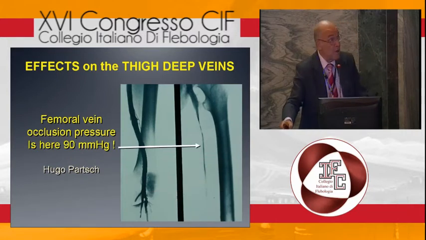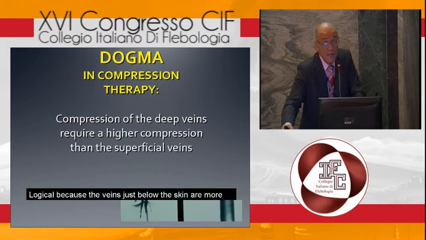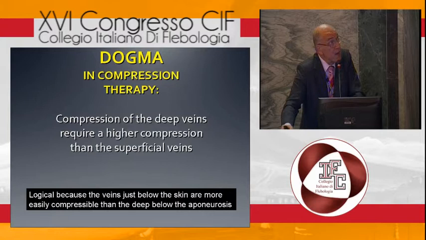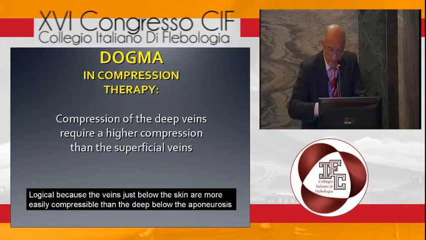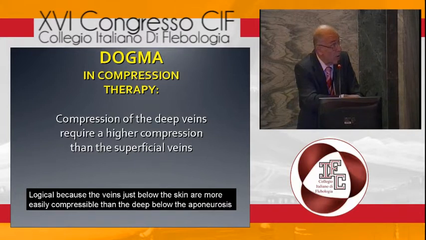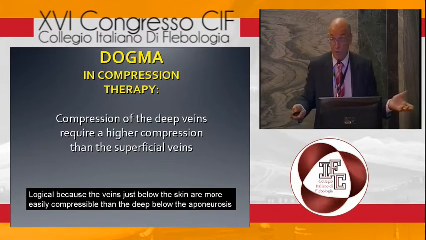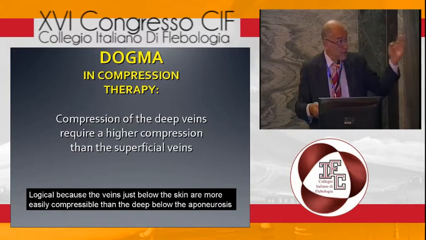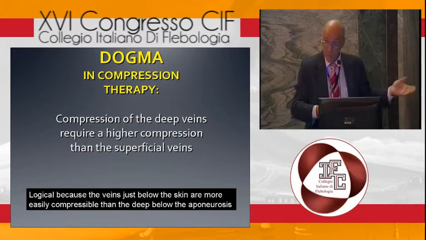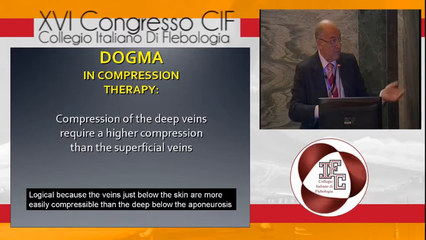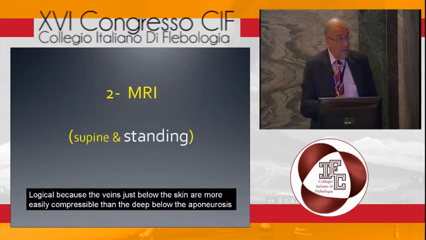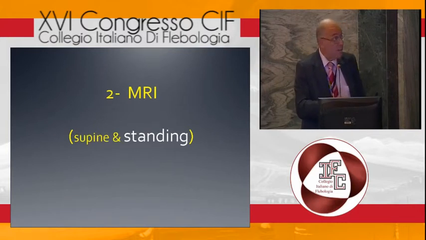This is an explanation of why we had a dogma in compression therapy. The dogma is that the compression of the deep veins requires a higher pressure than the superficial veins. This is something logical because the superficial veins are just below the skin, but the deep veins are inside the deep compartment, inside the aponeurosis, so they are difficult to reach. So you will see that the results that I will show you with the MRI call this dogma into question.